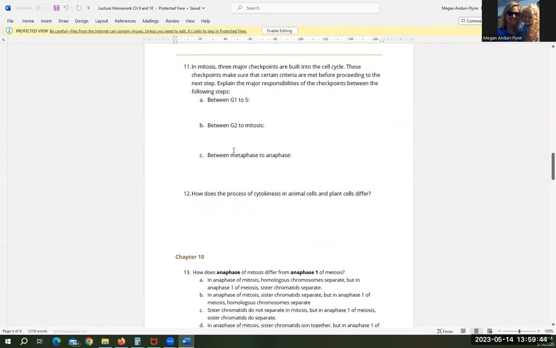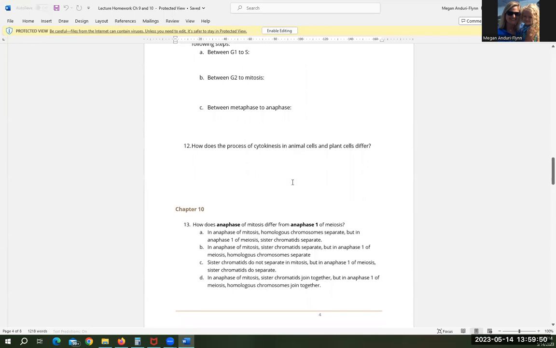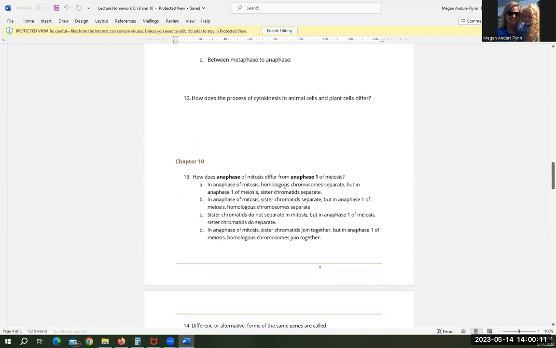So we have little checkpoints along the way during the cell cycle. So what's happening during each one of those? Also, animal cells and plant cells both go through mitosis, cell division, but the way that they do cytokinesis, the actual dividing of the cell into two separate cells, occurs differently in animal cells versus plant cells. So you'll take a look at that.